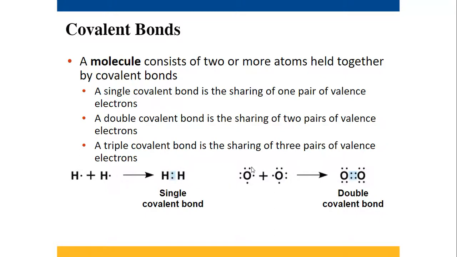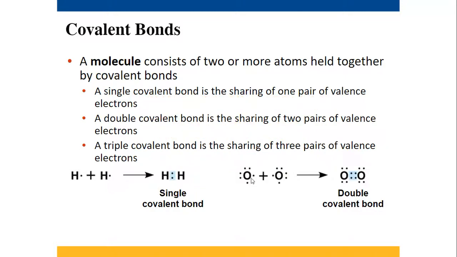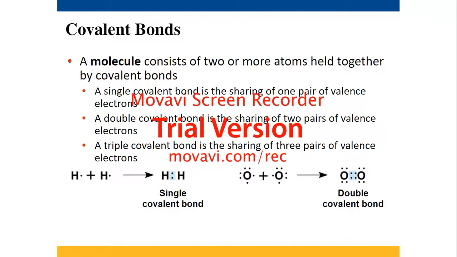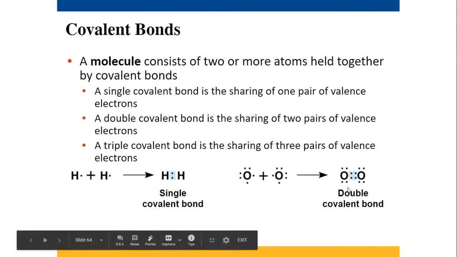Now let's look at oxygen. You have 1, 2, 3, 4, 5, 6 valence electrons, okay? And then you have another oxygen atom with 6 valence electrons. Remember, 8 is the magic number. Oxygen wants to have a complete set of valence electrons, which is 8. In order to do that, you're going to form this double bond.